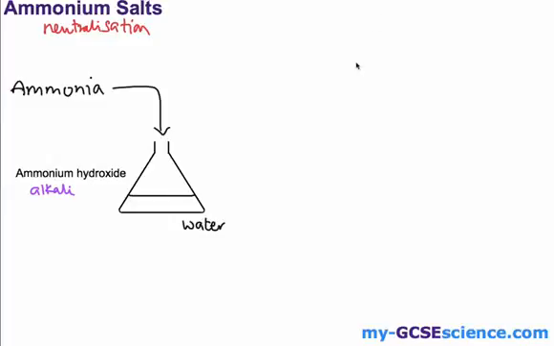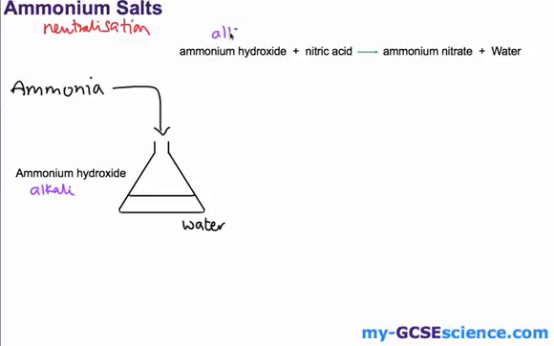And the way we do this is, because it's neutralization, we have to react it with an acid. So we've got our alkali here. Let's use some colors. We've got acid here, and the reaction is called neutralization, as we know. And when we carry out this reaction, we get a salt, and this salt in this example is ammonium nitrate.